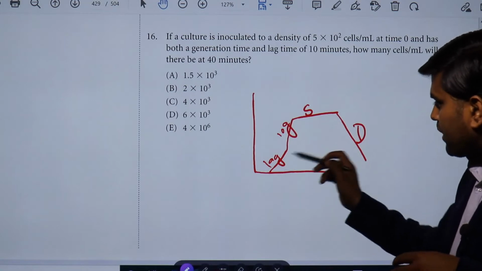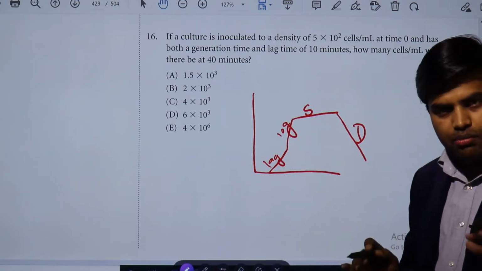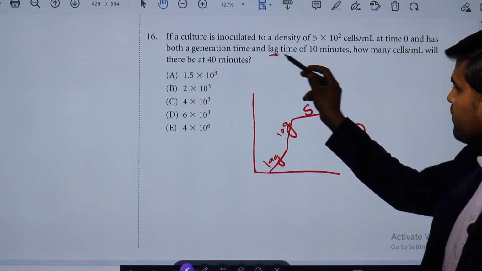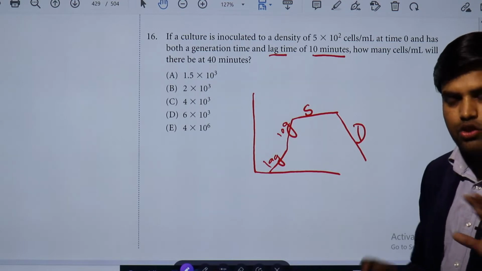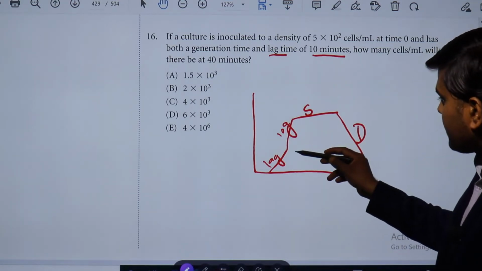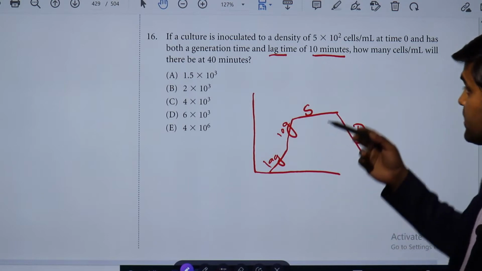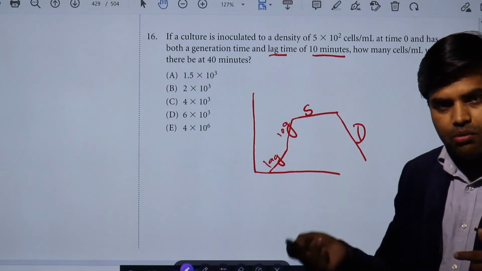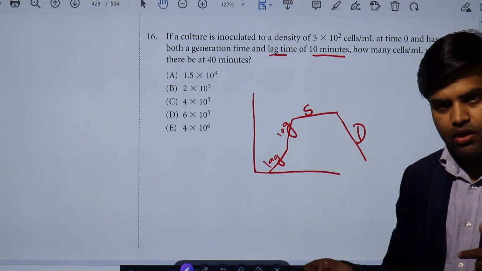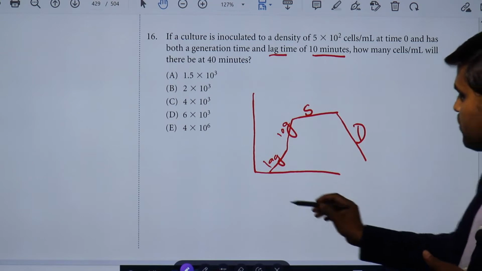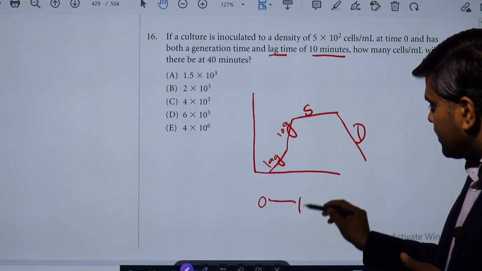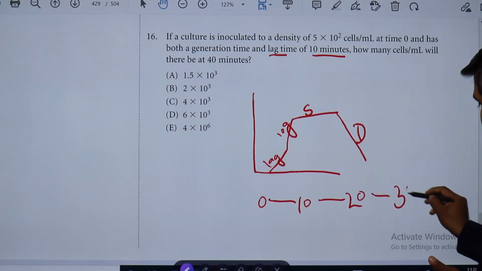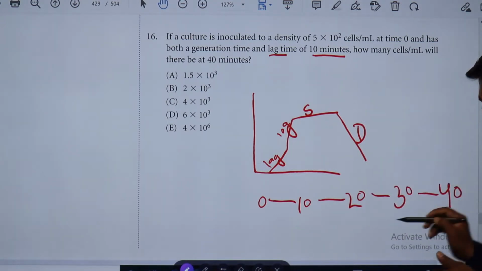We are in the lag phase, they do not multiply, and the question says the lag time is 10 minutes. So for 10 minutes they will not multiply. After that they will multiply rapidly, and the generation time is also 10 minutes. So within 10 minutes they will double, in the next 10 minutes they will double again, and then again. So remember, this is 0, then 10, then 20, then 30 minutes and 40 minutes. Hope you are understanding this.